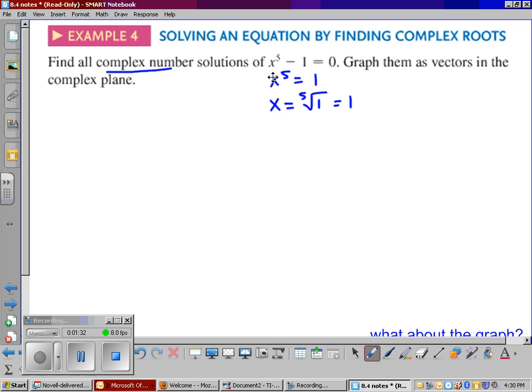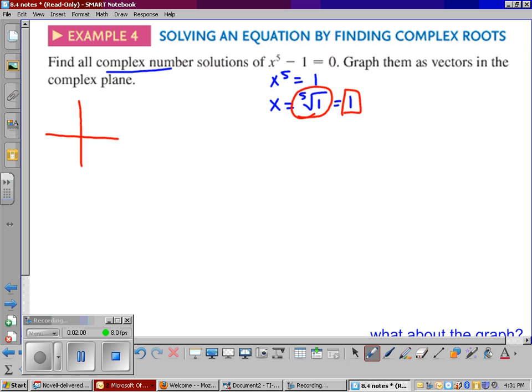Now, don't let the fifth root right here throw you off, the fact that I've written it this way. This is the real number right here that I'm taking the fifth root of. So when I rewrite this rectangular form of this complex number into polar form, I want to be thinking about the 1 and ignore the fifth root for just a moment. So let me graph that.